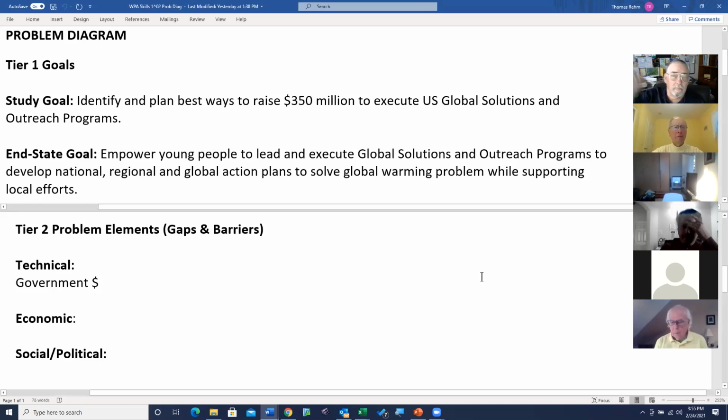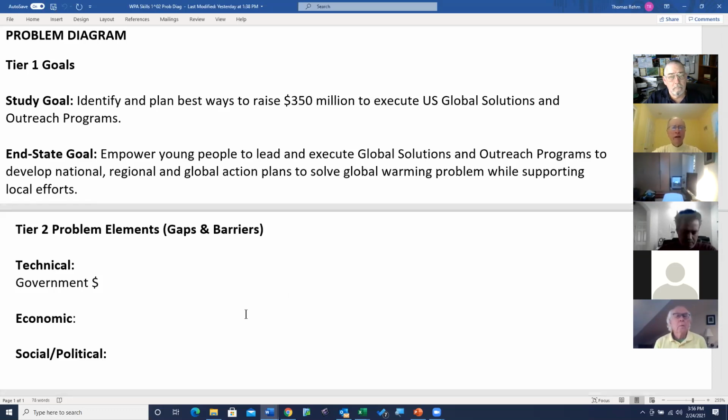Now, we start with a study goal and the end state goal. Now, Tom and I came up with this because this really relates to the project and what we're trying to accomplish. So we're putting this out as a straw man, really. And what I'm going to do at the end of this session, whatever Tom records, we're going to send this out to you. And then we're going to ask you to work on this further as an assignment. So if you have comments on these goals, we would appreciate them.